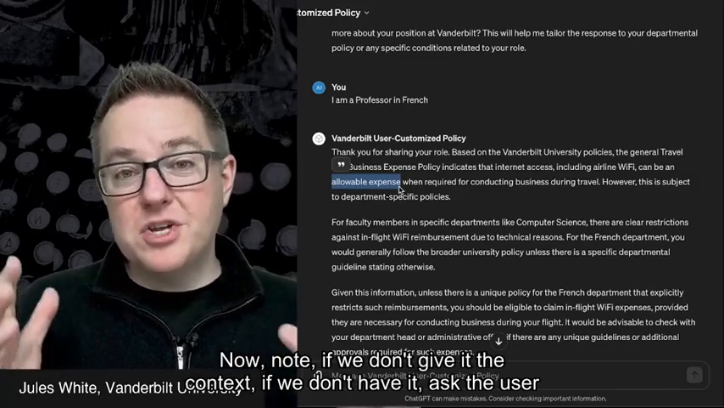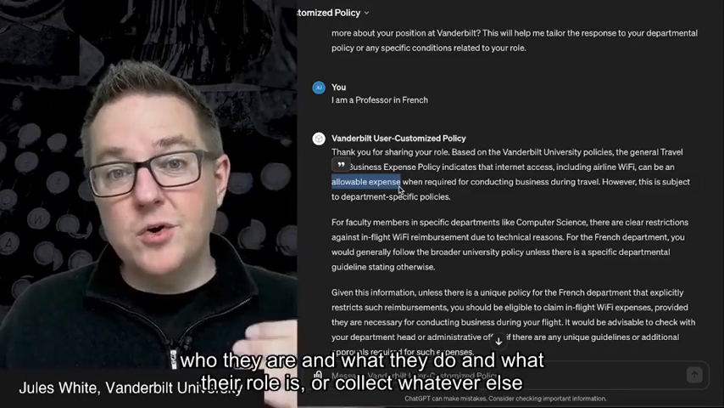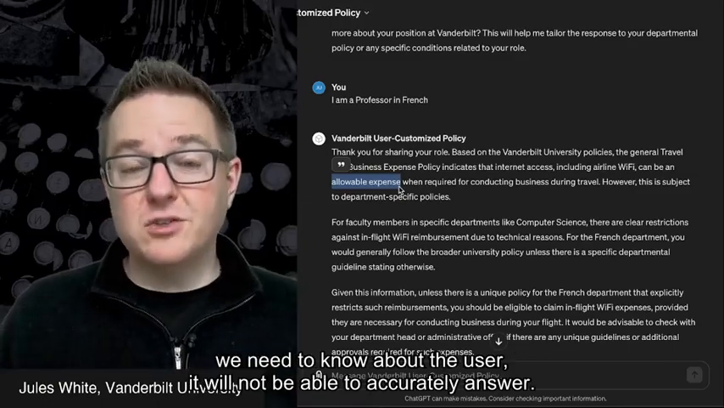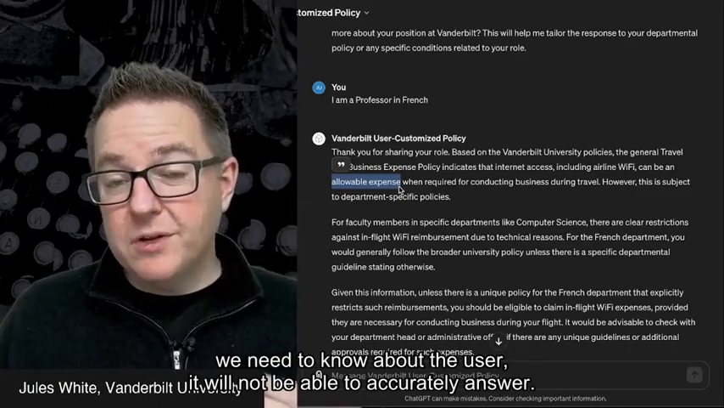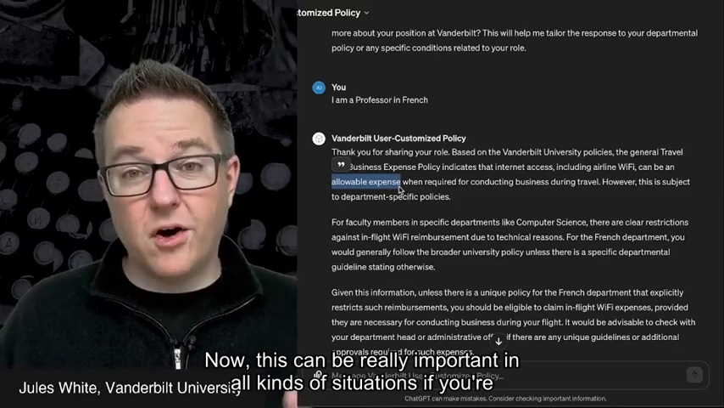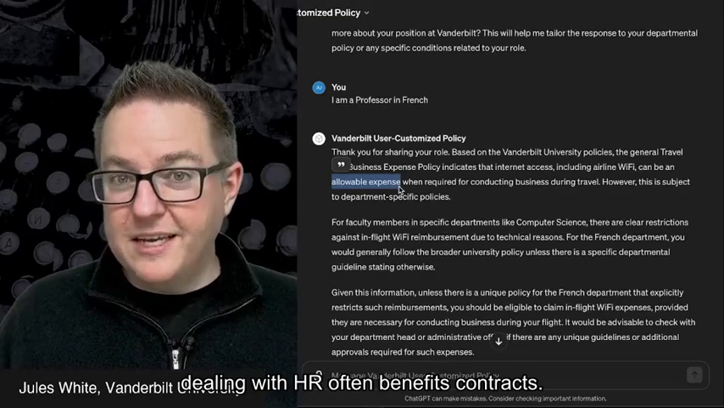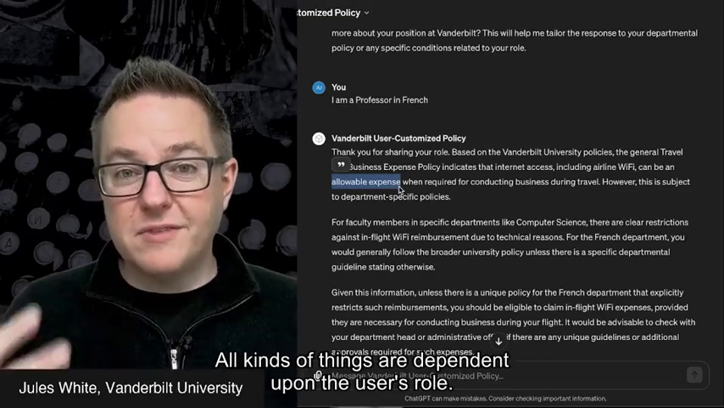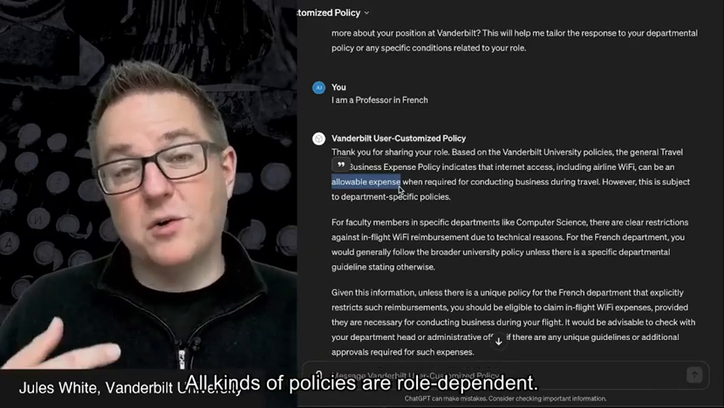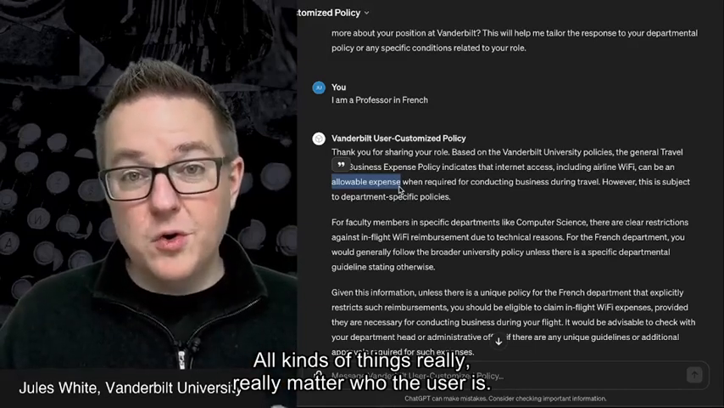Now note, if we don't have it ask the user who they are and what their role is, or collect whatever else we need to know about the user, it will not be able to accurately answer. Now this can be really important in all kinds of situations. If you're dealing with HR, often benefits, contracts, all kinds of things are dependent upon the user's role. All kinds of policies are role dependent. All kinds of things really matter who the user is.